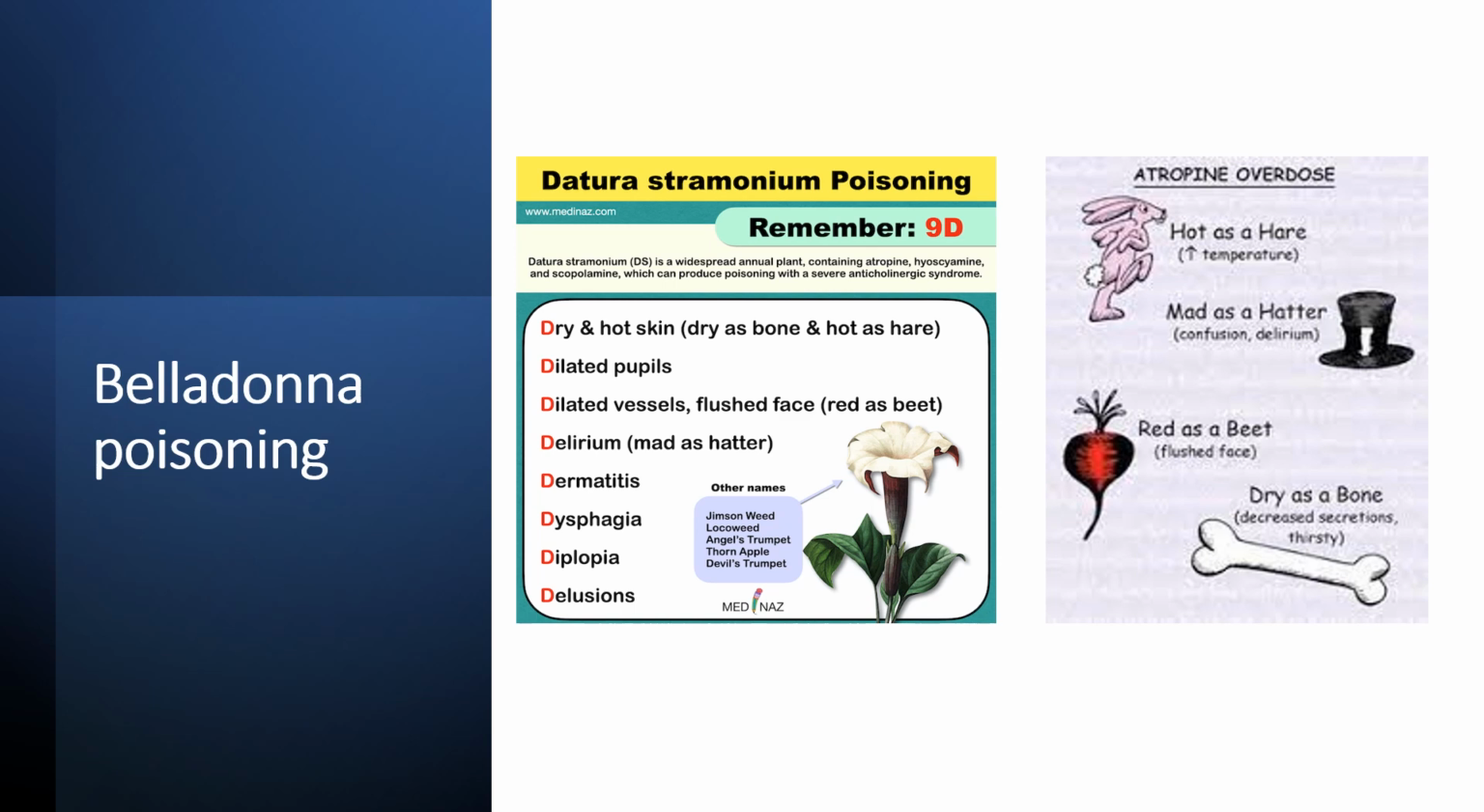Atropine overdose can result in poisoning, belladonna poisoning. It can be due to accidental ingestion of the berries of Datura stramonium or Atropa belladonna. These are the symptoms of belladonna poisoning: dry, hard skin, dilated pupils, dilated blood vessels, which cause a flushed face, delirium, dermatitis, dysphagia, diplopia, and delusions.